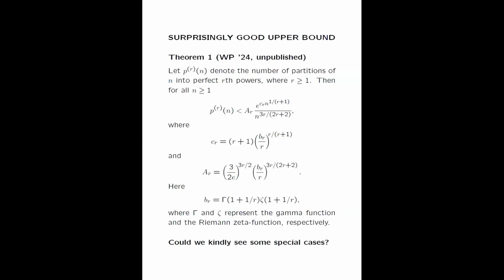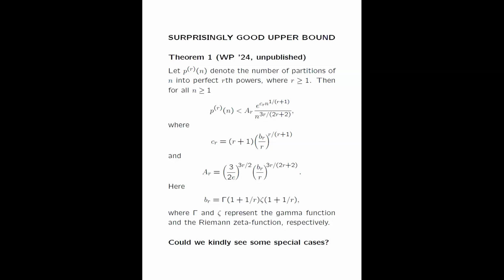Okay, so here's what I'm calling a surprisingly good upper bound. It's not yet published. It will be. So with notation being the same, here is the upper bound. It's good for all n greater than or equal to 1.